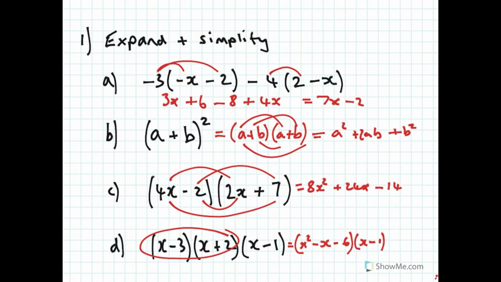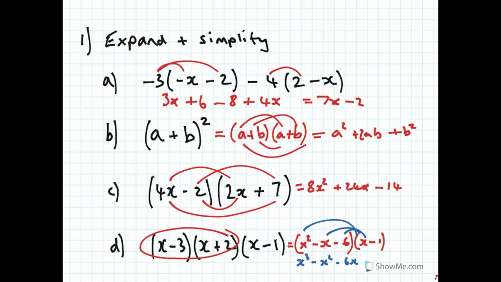If I do the first 3 in blue, so watch this. That times that is x cubed. Now I could do that times that. That's going to be minus x squared. And then finally, that times the x is minus 6x. So that's fairly standard, that bit's not too bad.